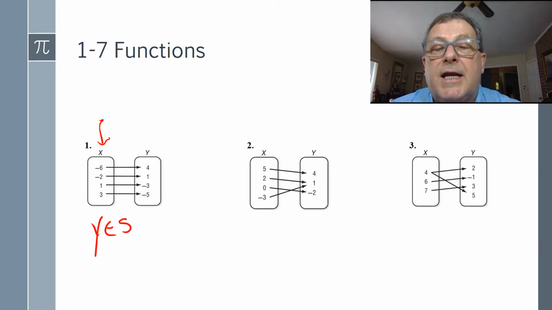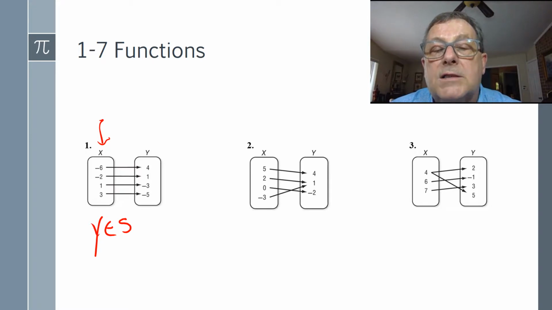Now let's look at the second example here. I'm going to scan through my x values: 5, 2, 0, -3. I don't see any x's repeated, so that looks pretty good. When x is 5, y is 4; when x is 2, y is 1; when x is 0, y is -2; and when x is -3, y is 1. And you might say, uh-oh, that means it's not a function. But it is a function.